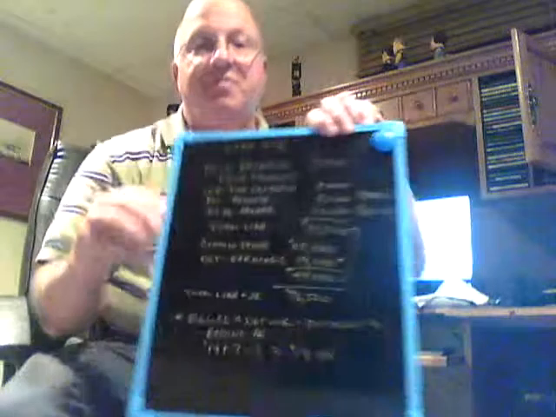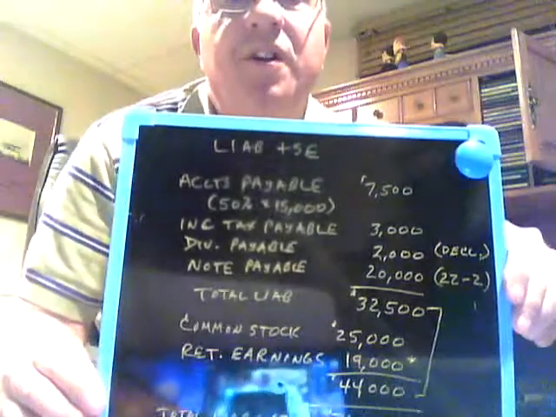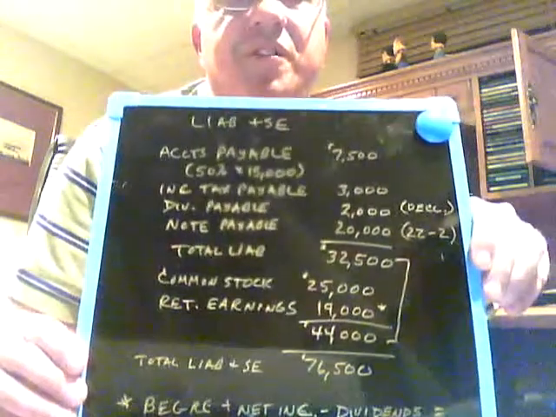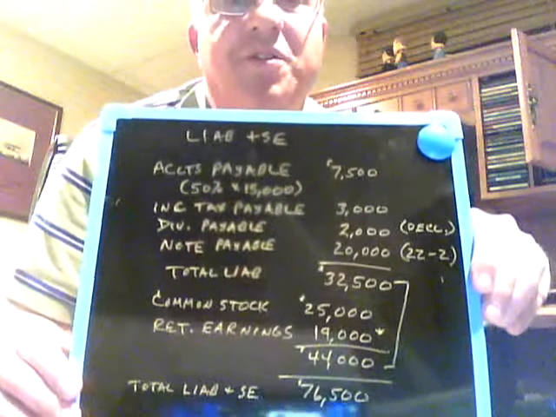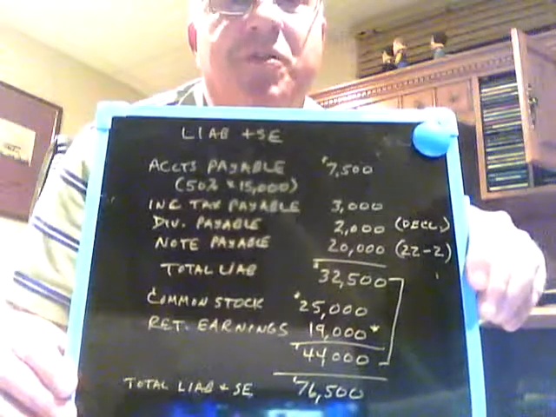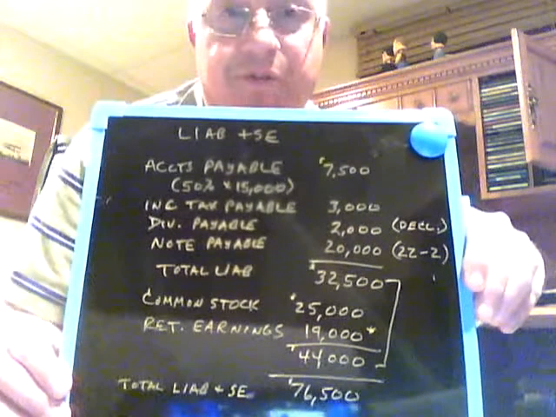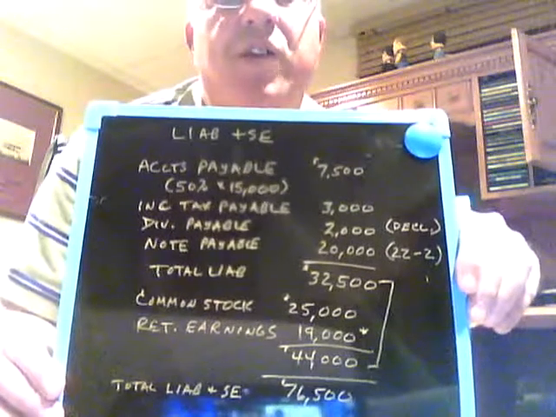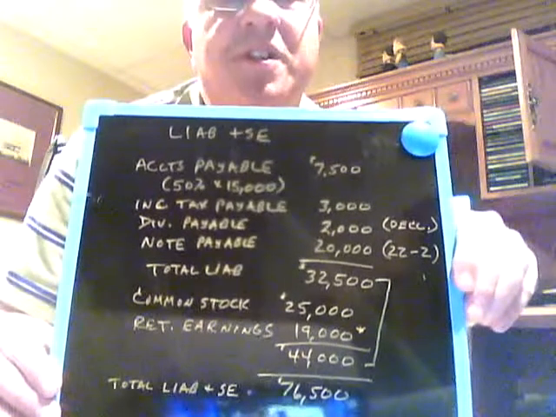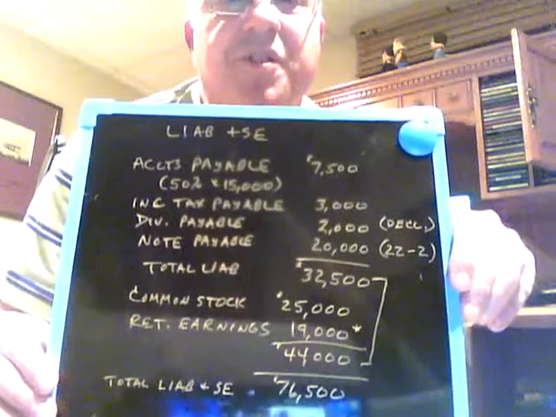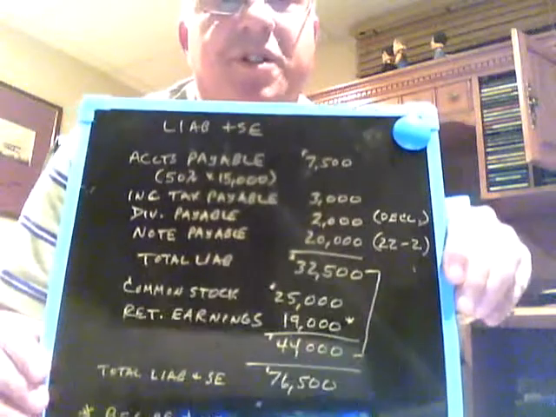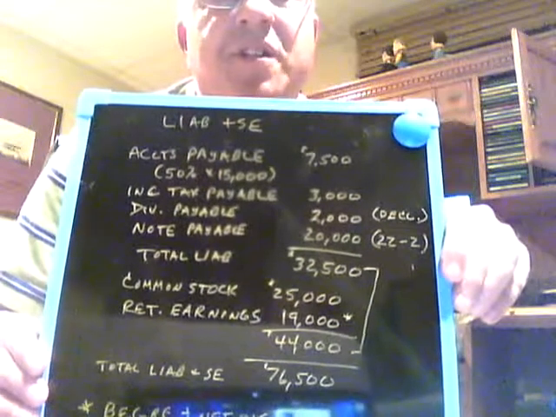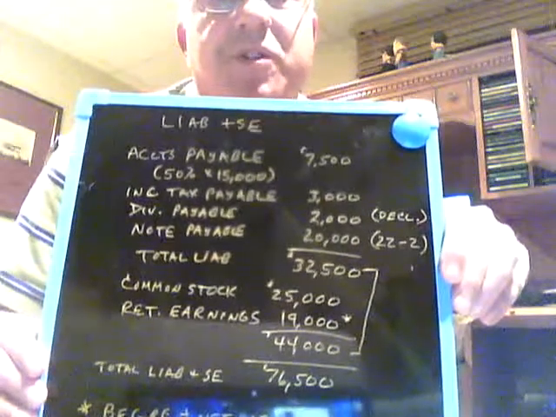Now, the last piece is the liabilities and stockholders' equity. So our accounts payable of $7,500 is simply 50% of the $15,000 ending balance of materials inventory. Remember, we're going to pay 50% up front and the remaining 50% in the next period. We had income tax payable of $3,000. That was given as 30% of the income before taxes. The dividends were declared but not paid during 2014. That was given to us also, so we have dividends payable of $2,000.